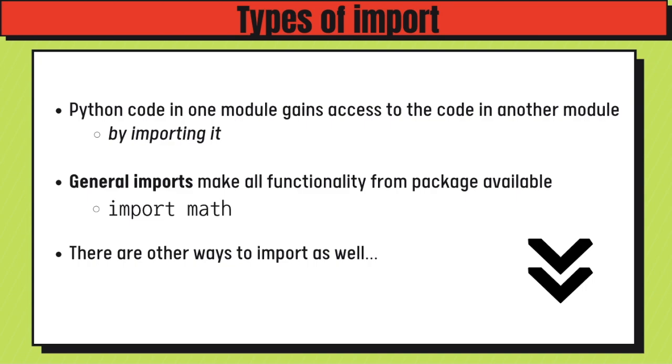Python code in one module gains access to the code in another module by importing it. The syntax for importing is import and the name of your module. This is called the general import, which makes all functionality from the package available. There are other ways to import as well, but this is the method we will mainly focus on in this course.